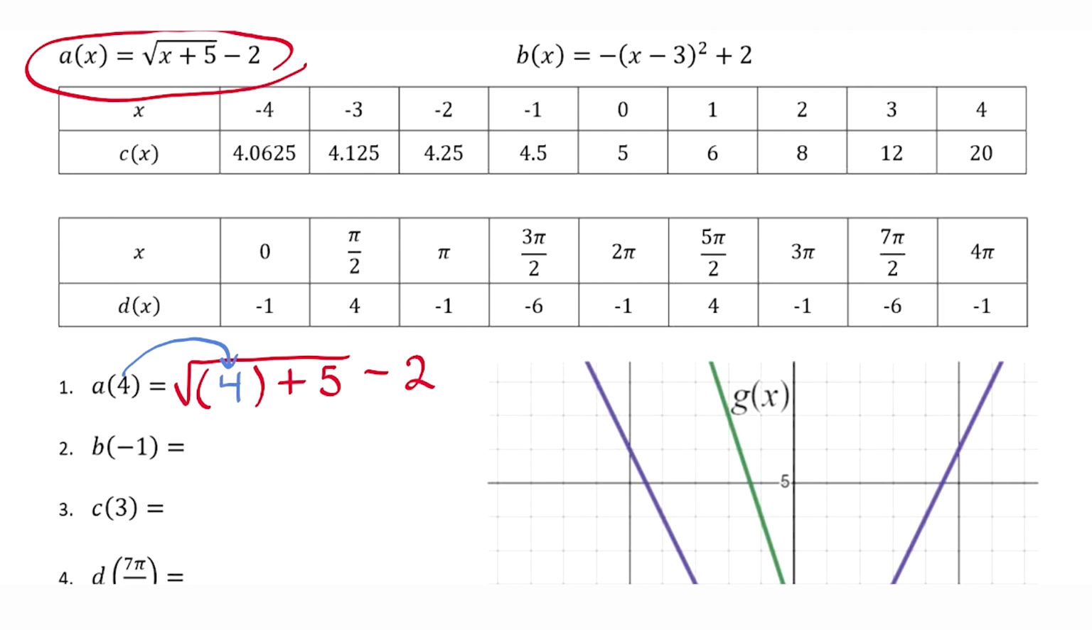And to simplify this expression, we would start with inside the function. So 4 plus 5 is 9. So this is actually the square root of 9 minus 2, which is 3 minus 2, which is 1. So a of 4 we would say is 1.